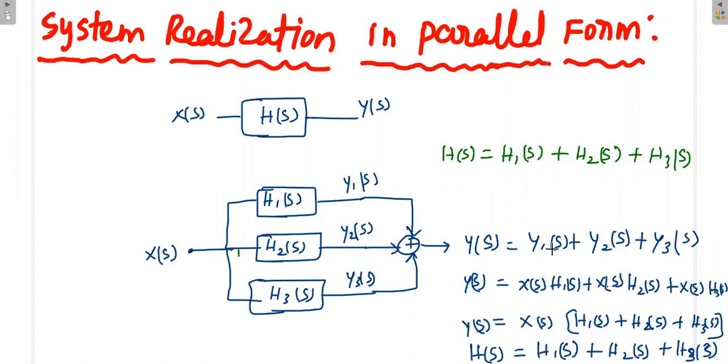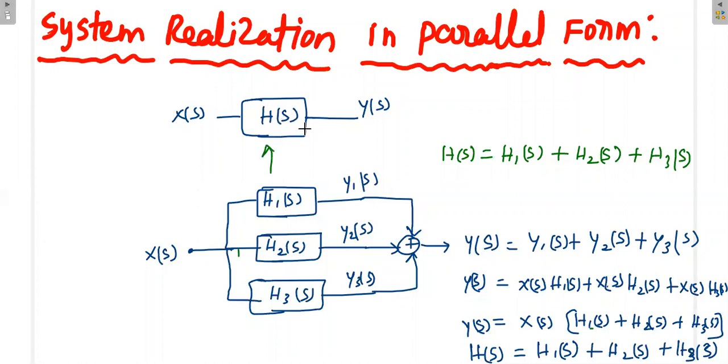We know that Y1 is X multiplied with H1, Y2 is X multiplied with H2, Y3 is X multiplied with H3. Then X is common, we can take it out, giving H1 plus H2 plus H3. We also know that overall Y of s divided by X of s is the same as H of s, that is the overall transfer function. So the overall transfer function of the system is the same as the addition of the transfer functions. That means the entire system we can represent as a single system H of s.